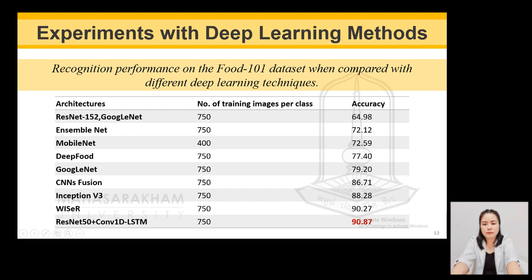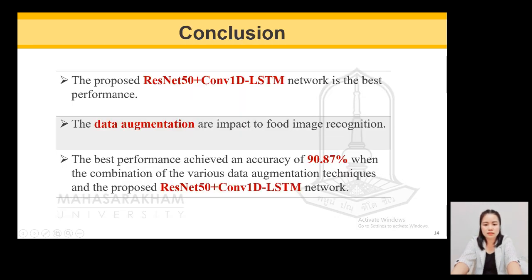We made an extensive comparison between our ResNet 50 and Conv1D LSTM network and the existing set of CNN architectures. The experimental results show that our network performs better than all CNN architectures. The accuracy of 90.87% was obtained from the ResNet 50 and Conv1D LSTM, while the performance of the WISeR architecture was 90.27% accuracy.